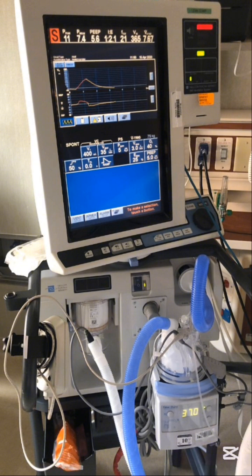Actually, PEEP maintains lung recruitment and prevents alveolar collapse. So in certain conditions where the alveoli are more susceptible to collapse, the patient's ventilation can be affected. PEEP maintains enough pressure inside the alveoli to prevent them from collapsing, which can reduce the work of breathing as well. Then comes the FiO2, fraction of inspired oxygen.